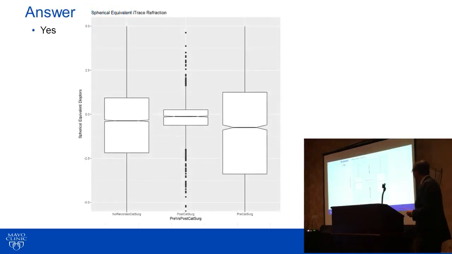Okay, so this is a box plot, and I'll tell you what the box plot is. So here is spherical equivalent diopters. These are patients we have the iTrace on that never ended up having cataract surgery. So it's just a spherical equivalent, the refraction.